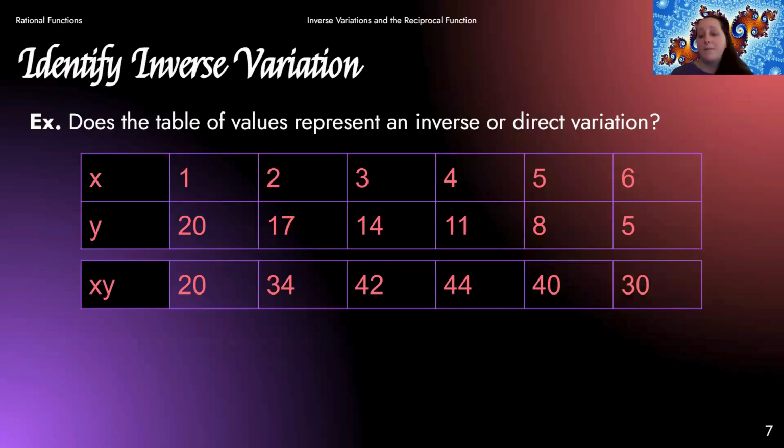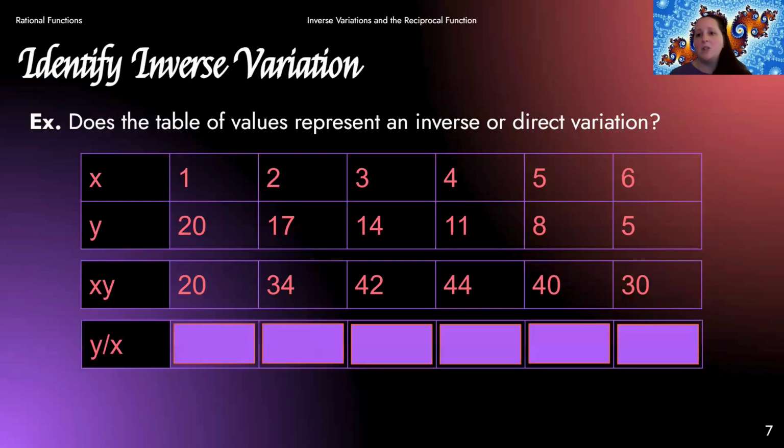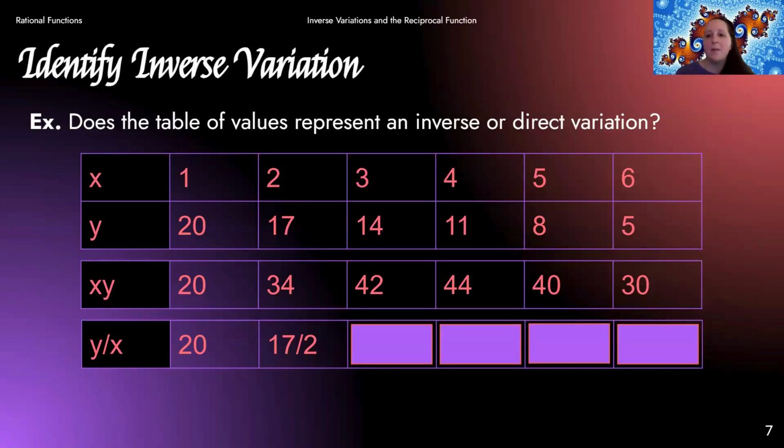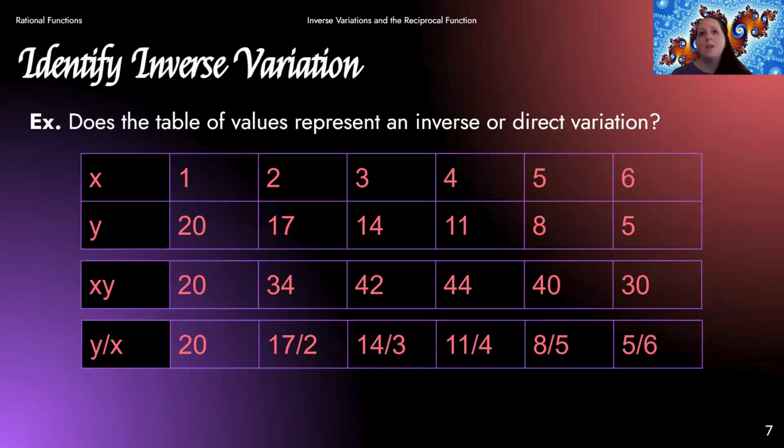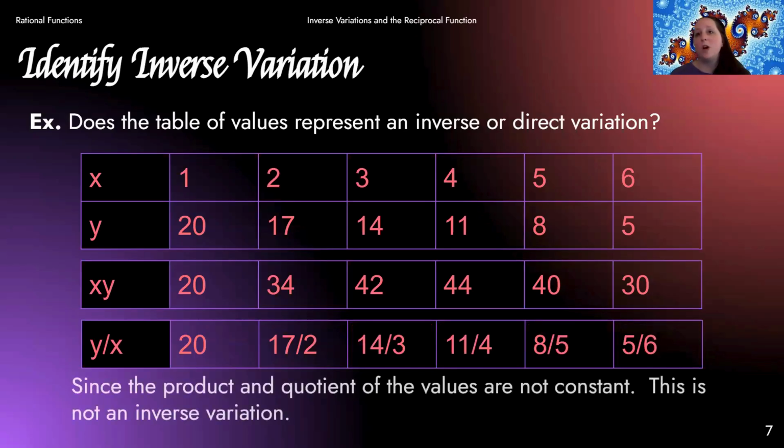Okay, I can figure out if it is a direct variation by doing the division to find the quotient. So 20 divided by 1 is 20. 17 divided by 2 is 17 halves. I can tell right away it's not a direct variation because I don't have a constant with my quotient. Okay. So this is neither an inverse nor a direct variation.